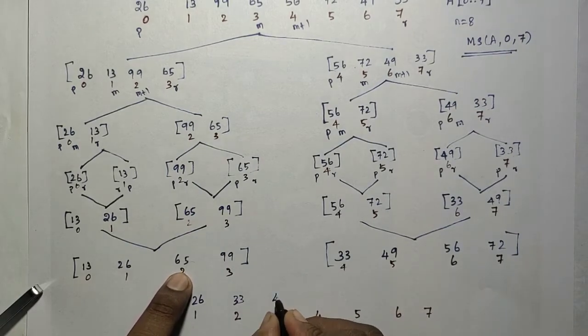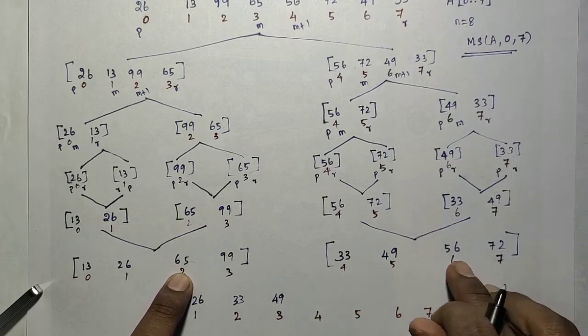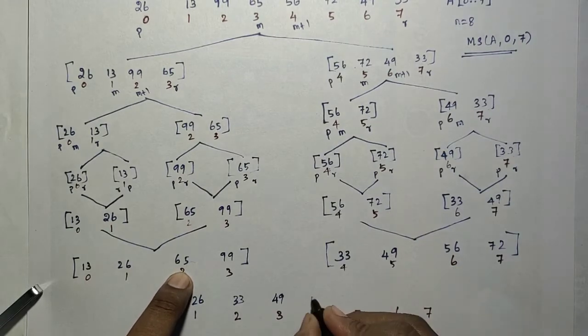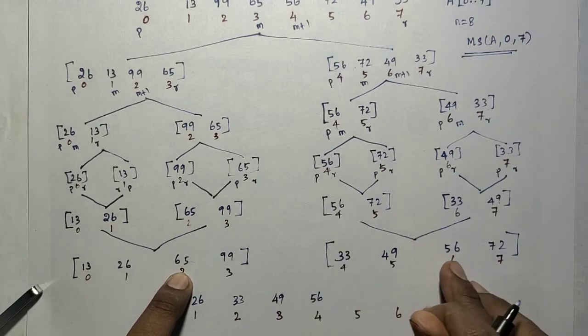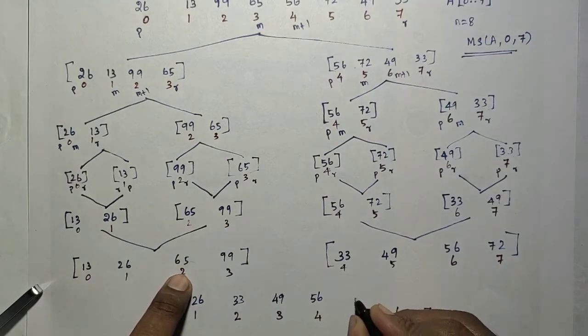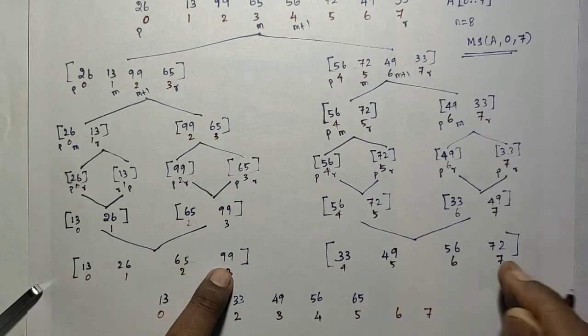Put it here. Next free location. Increment this alone. Next 56, 65. 56 is the minimum. So put it here. And increment this alone. 72, 65. 65 is the minimum. Put it here and increment this alone.